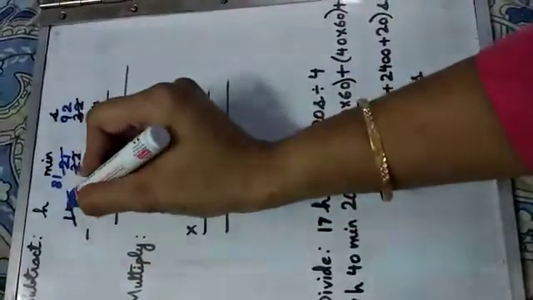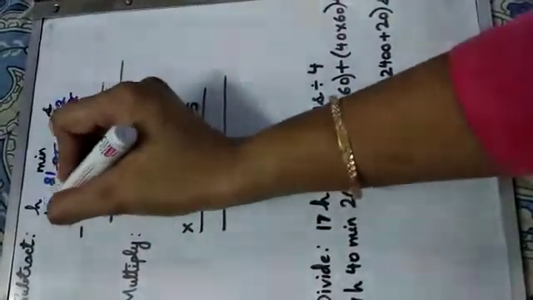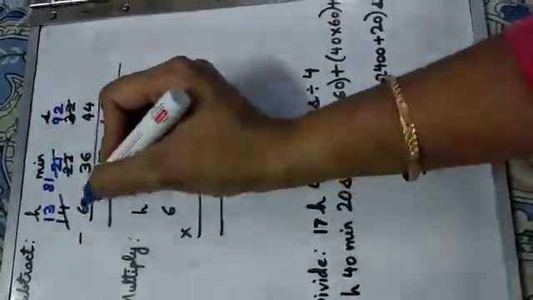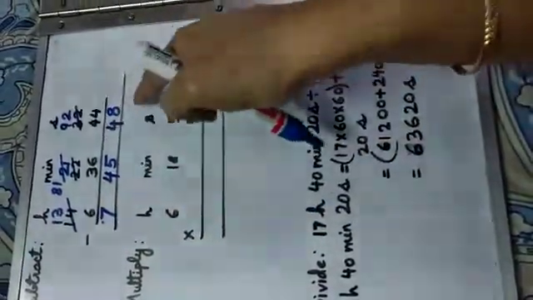Now remember 1 hour is given to minutes. So here 13 is remaining. 13 minus 6 is 7. So the answer is 7 hours 45 minutes 48 seconds.